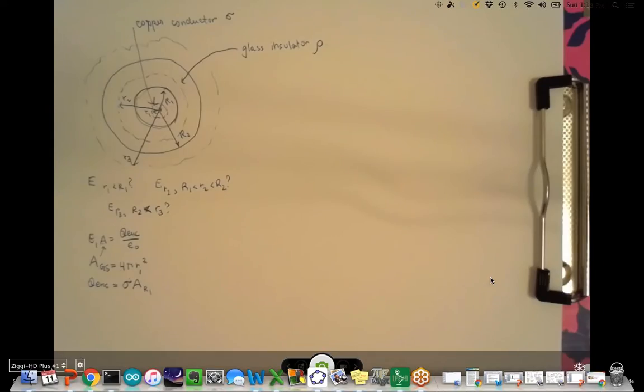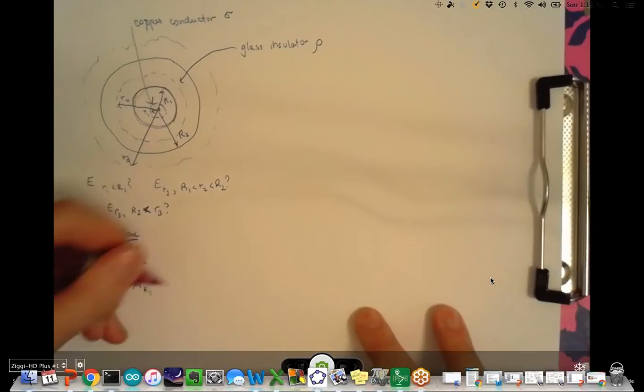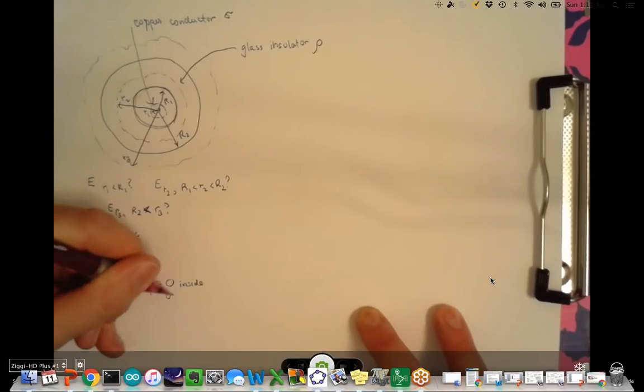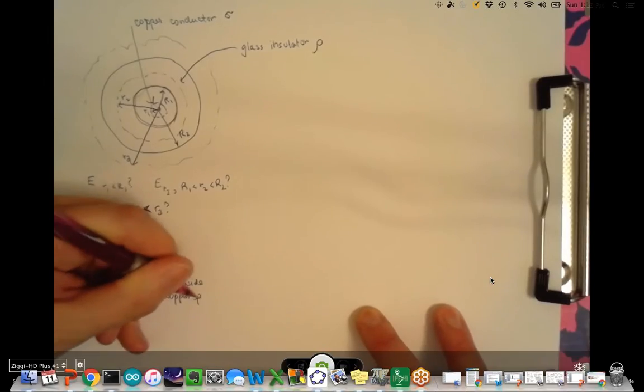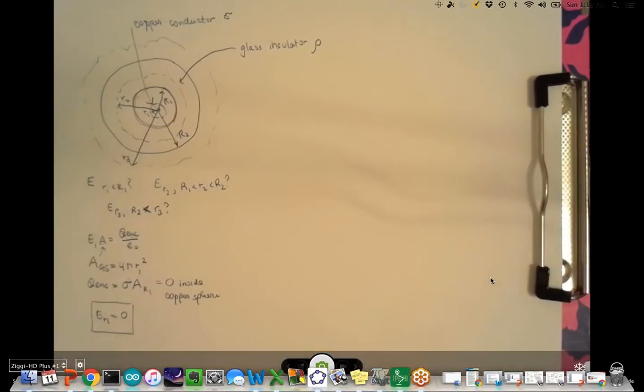All right, so if our Gaussian surface is out here, and our charge is only found on the surface, which is out here, how much charge is inside our little Gaussian sphere that I just drew? None, exactly. Q enclosed equals 0 inside the copper sphere. So E1, E of R1, is simply equal to 0. All right, is everybody okay with that?